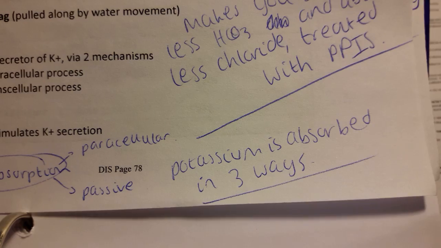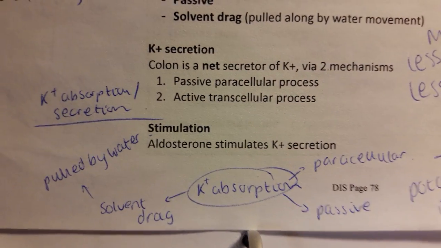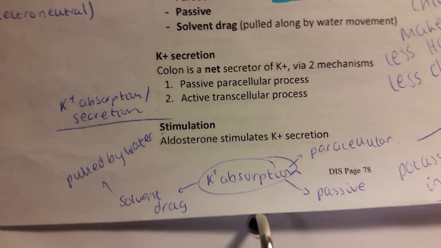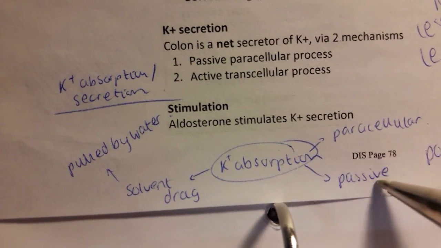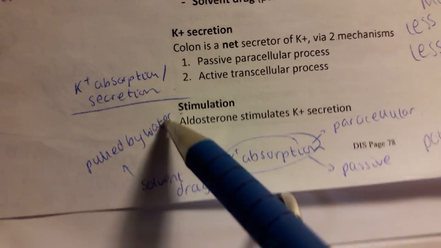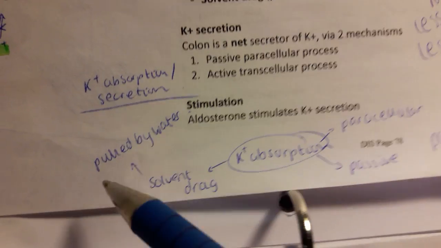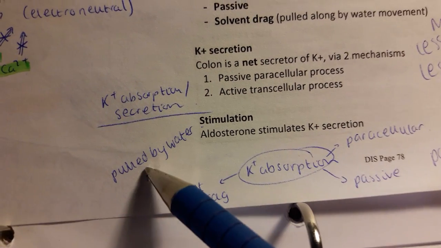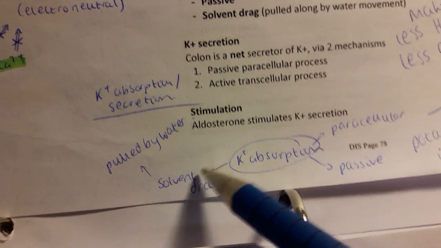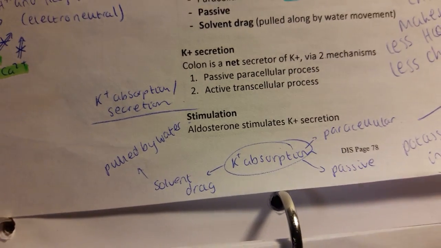First of all, looking at absorption, it's absorbed in three ways. It's absorbed paracellularly, so that's via tight junctions. It's absorbed passively, and it's also absorbed by something called solvent drag, so that's when water enters the body as a result of lowered water potential from sodium and chloride absorption. It also pulls in potassium by solvent drag.